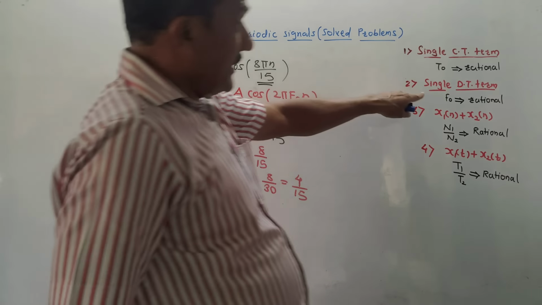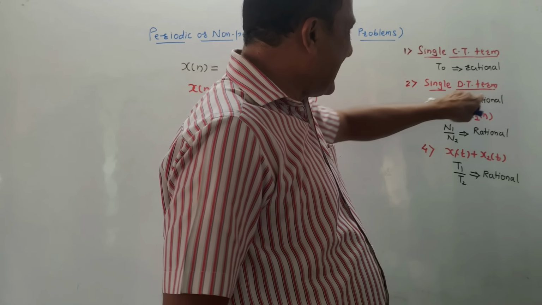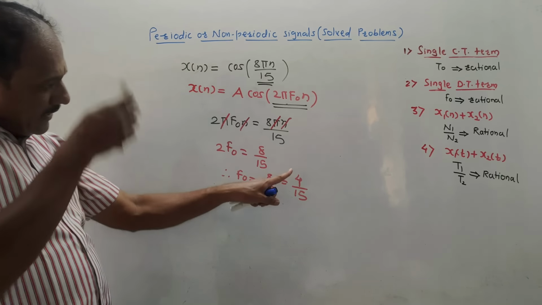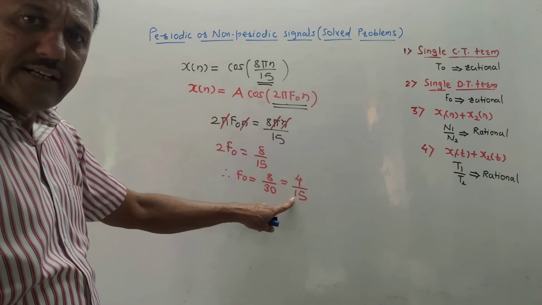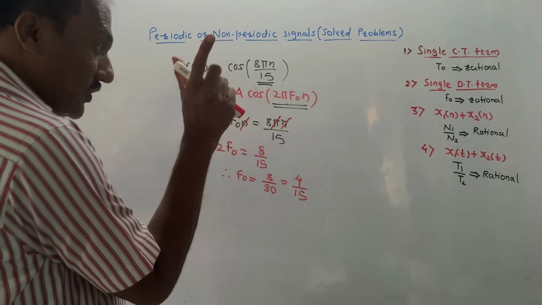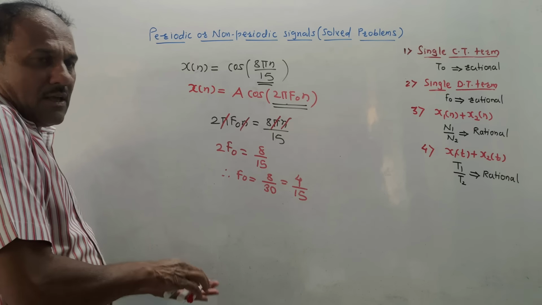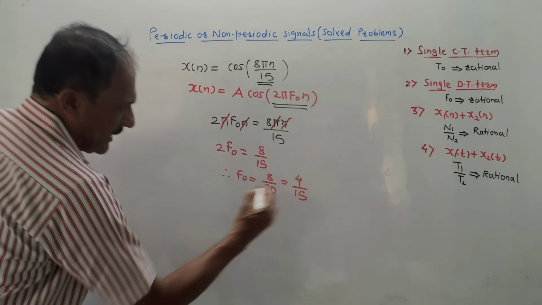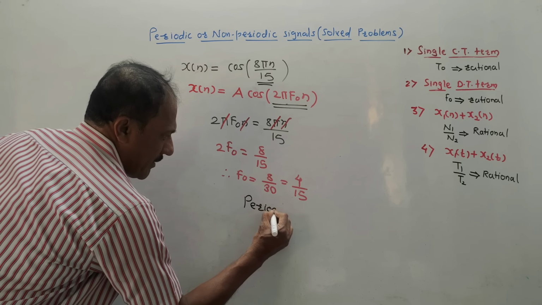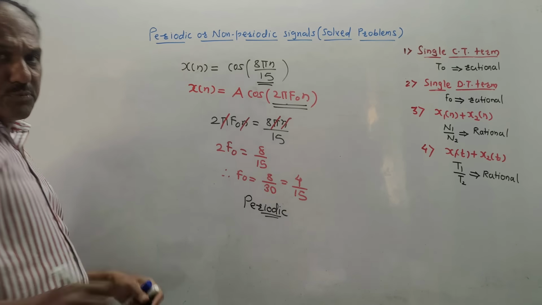Now, check the rule. For a single DT term, f0 should be rational. Look at the calculated value of f0. It is 4 by 15, so it is a rational number because it is a ratio of two integers. Now, this is not the end of this numerical. It is a rational signal, so we conclude it is a periodic signal. But we need to calculate its fundamental period.